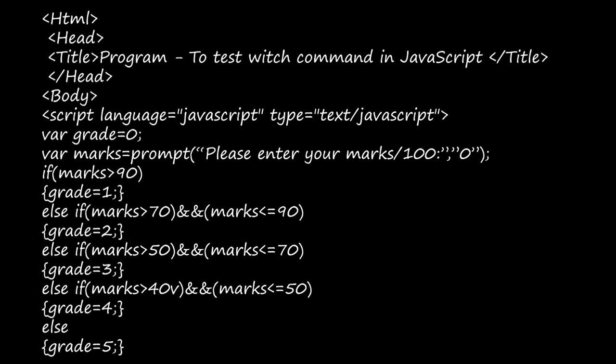And then here, if marks is greater than 90, then we have given grade is equal to 1, right? And else if marks is greater than 70 and marks is less than or equal to 90 means grade is equal to 2, right? And again, else if marks is greater than 50, that means if the marks is in between 50 and 70, it is grade 3. If the marks is in between 40 and 50, grade 4, right? Else grade 5. Okay, this they have given in if else format, right?